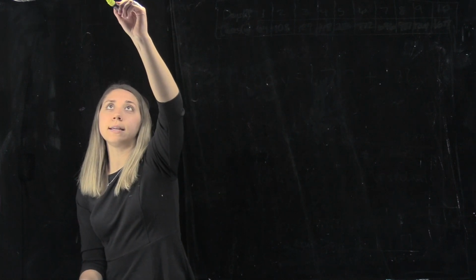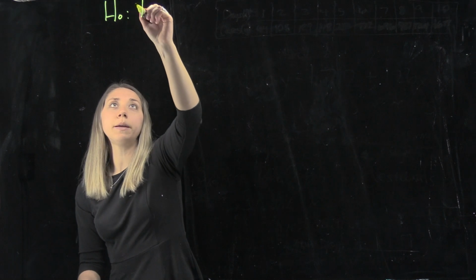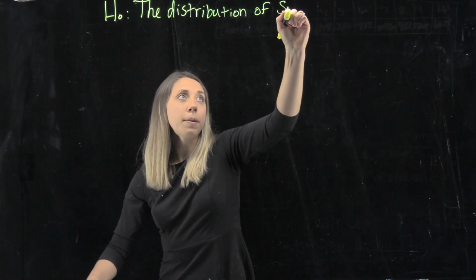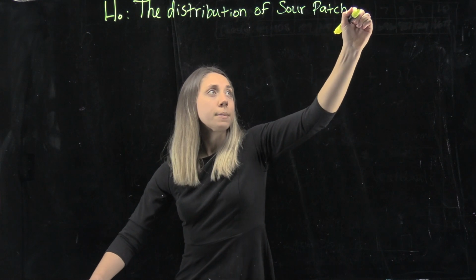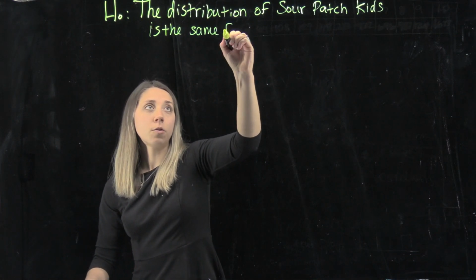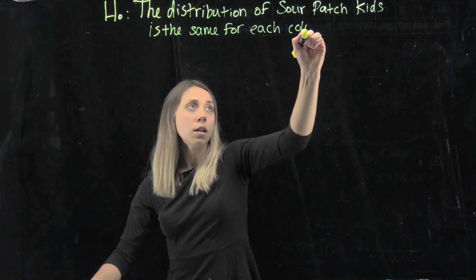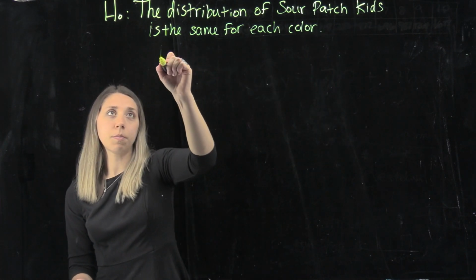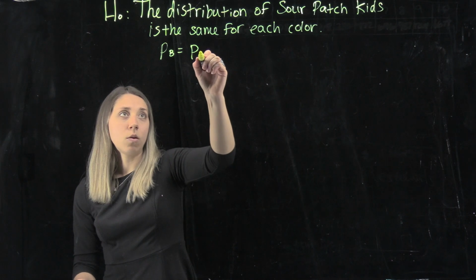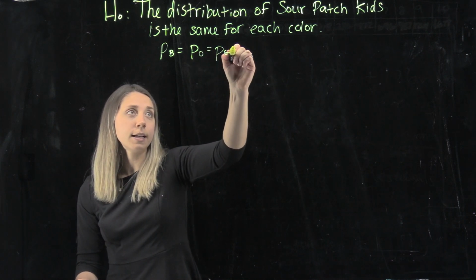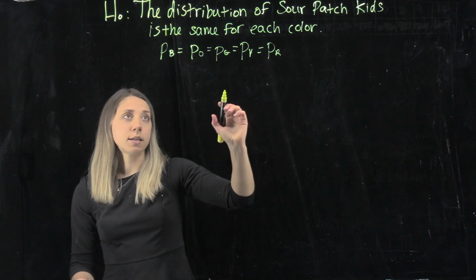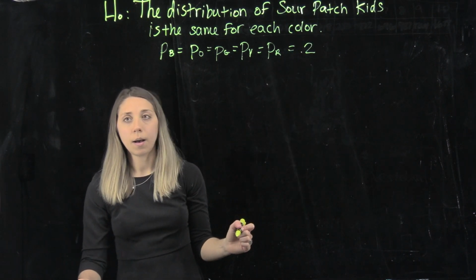So our null hypothesis is going to be that the distribution of Sour Patch Kids is the same for each color, which would be that the probability of getting blue is the same as the probability of getting orange, is the same as the probability of getting green, is the same as the probability of getting yellow, is the same as the probability of getting red, which because there's 5 of them, that would be a 20% probability.